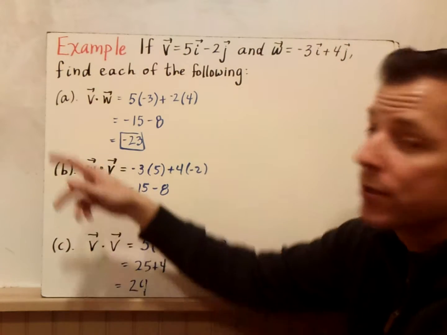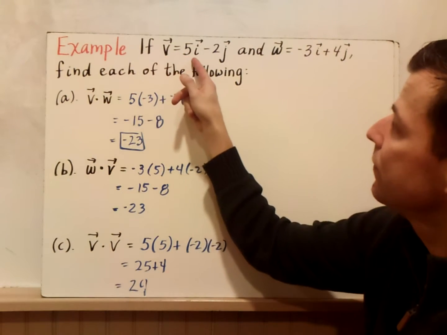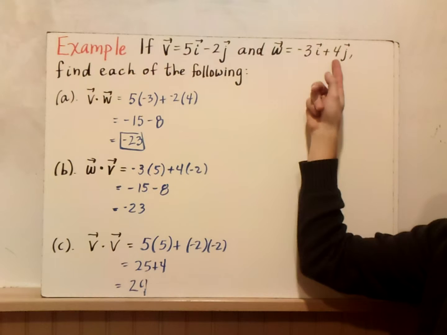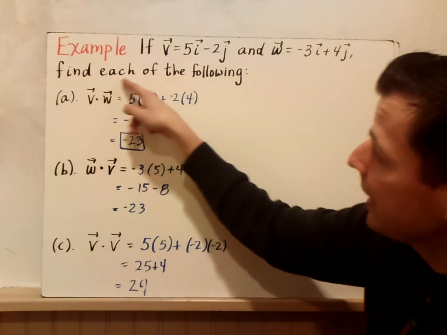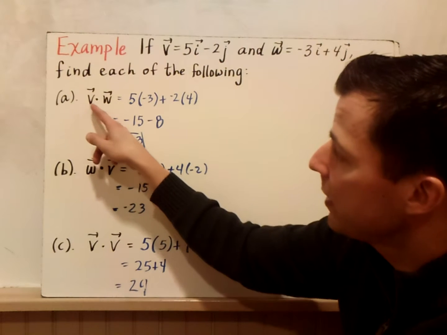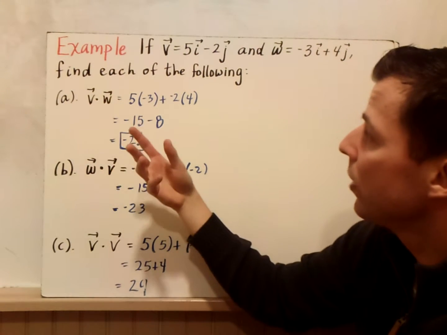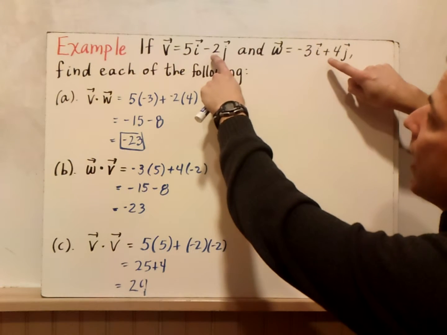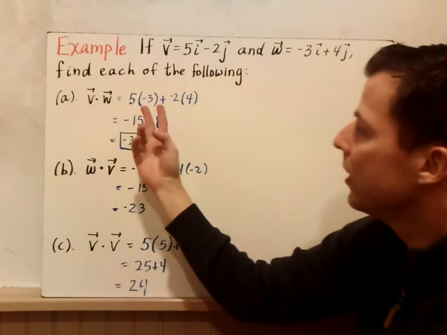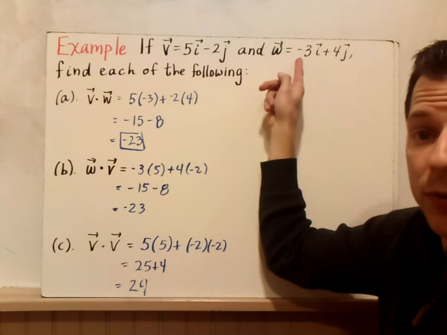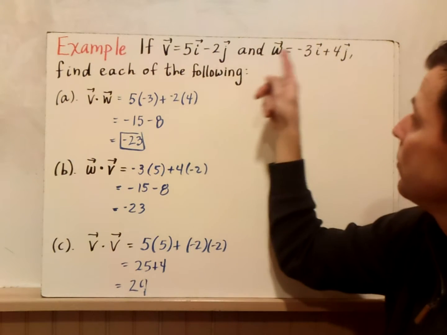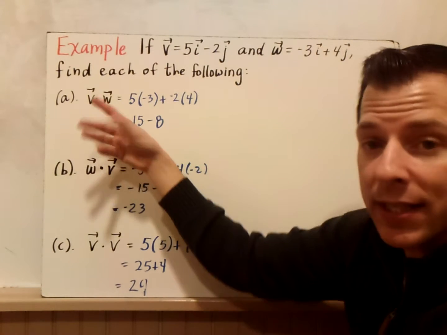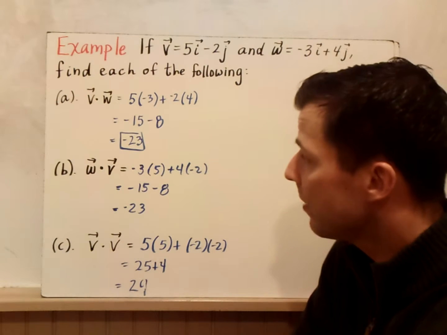Now, for example, if vector v equals 5i minus 2j and vector w equals negative 3i plus 4j, remember i and j are vectors, find each of the following. So we're going to do vector v times w, okay? So what I do is I'm going to take my a values for my horizontal values, okay, and then add to that the product of my b values. So what I've done here are my a values being multiplied, 5 times negative 3 plus negative 2 times 4, which gives me negative 15 minus 8, which gives me negative 23. That is the dot product of vector v times w, okay?